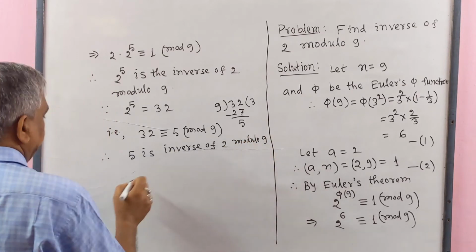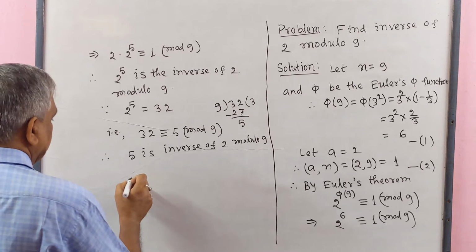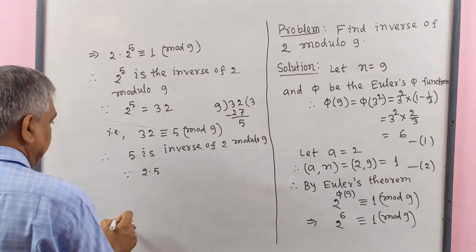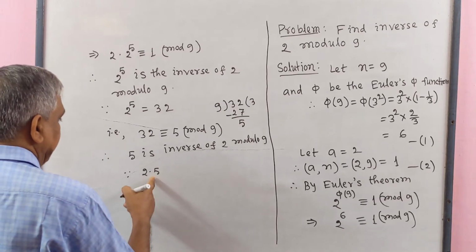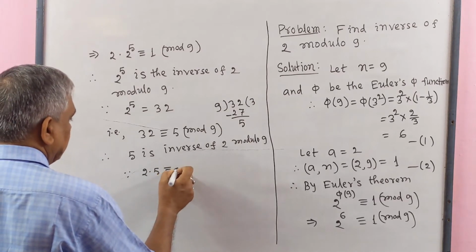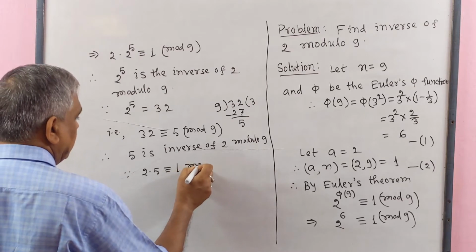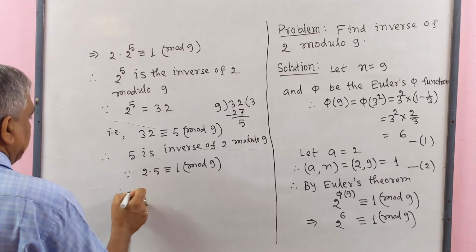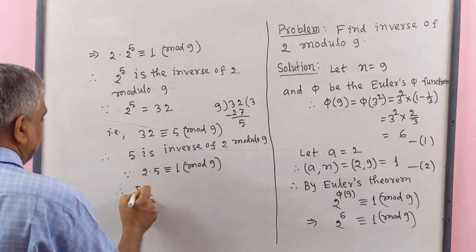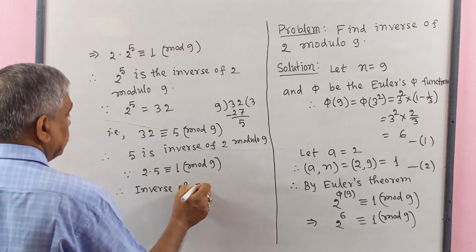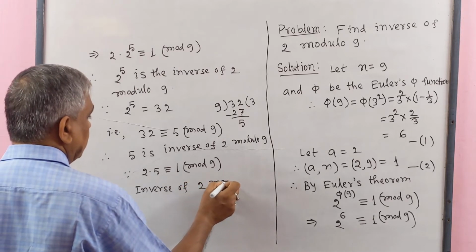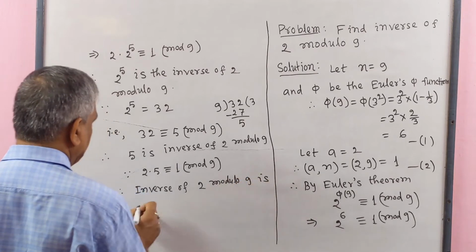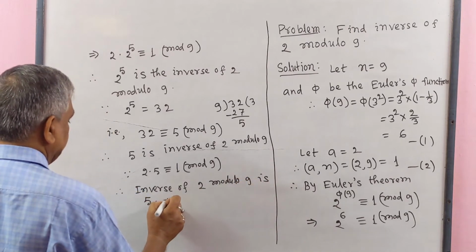We may check this, since 2 multiply 5 equal to 10, which is divided by 9, we get remainder 1 modulo 9. Therefore, inverse of 2 modulo 9 is 5. This is answer.